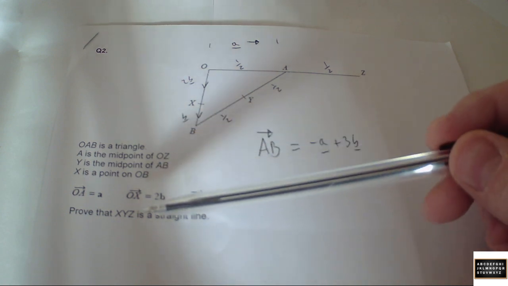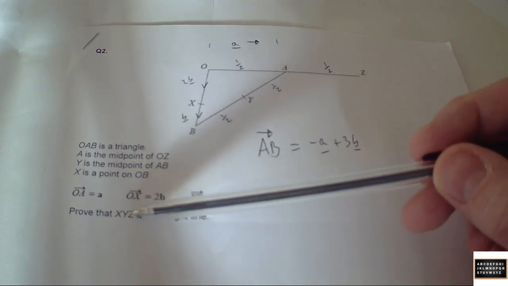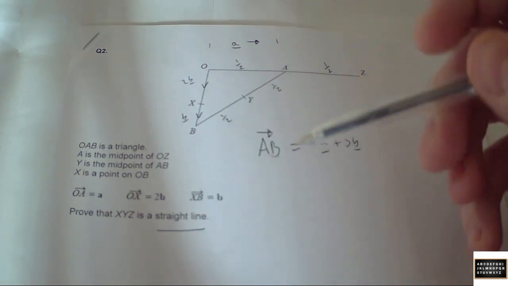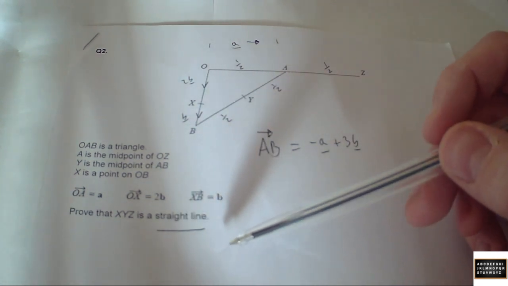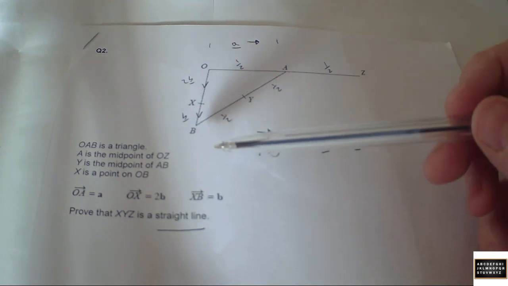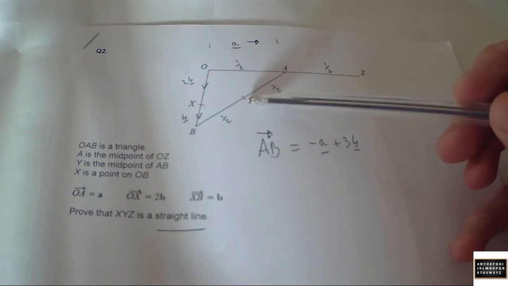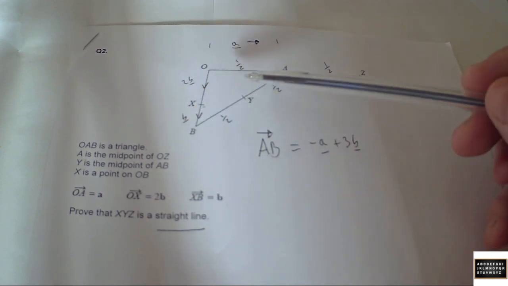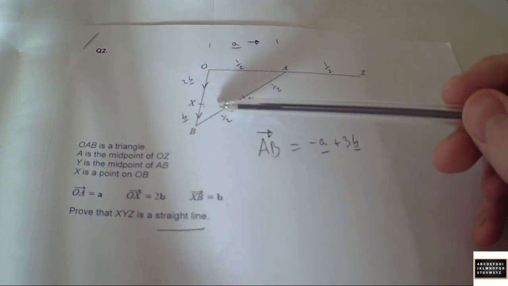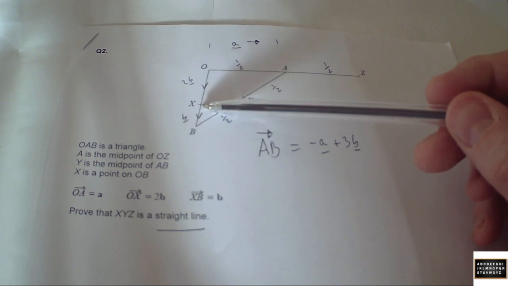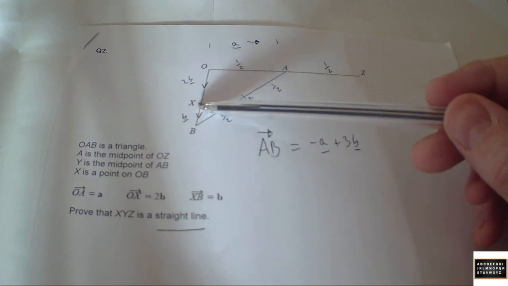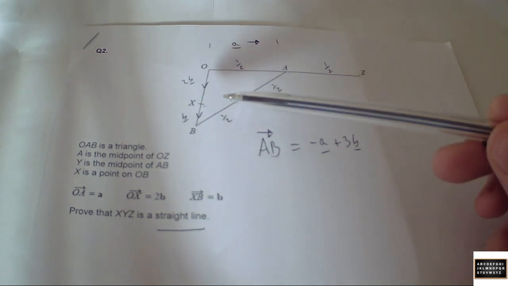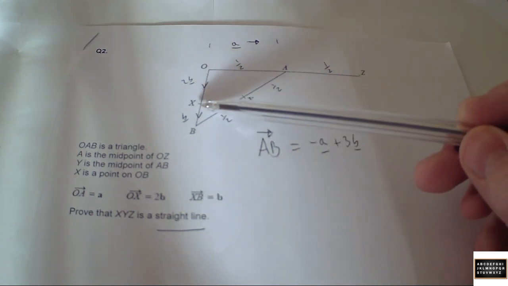Now, let's have a look at the question. It says, prove that XYZ is a straight line. Now, when you get a question that asks you about vectors on a straight line, all you've got to do is follow this basic principle. You'll look at X to Y, you'll look at X to Z, and then you'll show that these two things are parallel, and because they have a point in common, the X, once you've shown they're parallel, that must prove that they're on a straight line. Same principle all the time, for straight lines anyway.